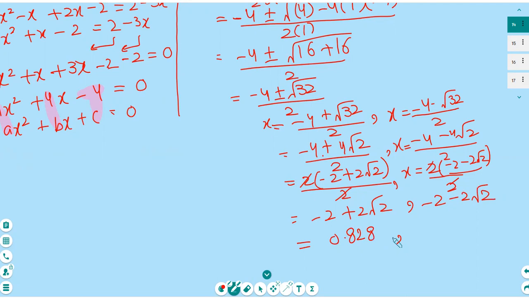second value with a negative sign. It is -4.83 in 3 significant figures, right? So these are the roots of the quadratic equation given. Okay, we try another one.